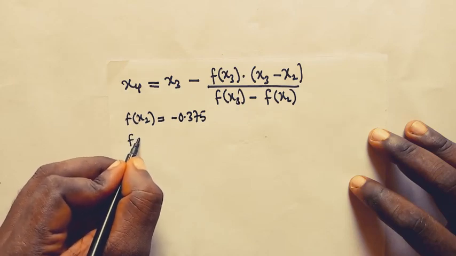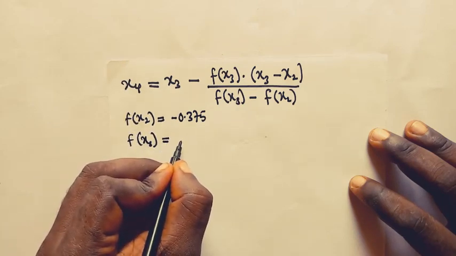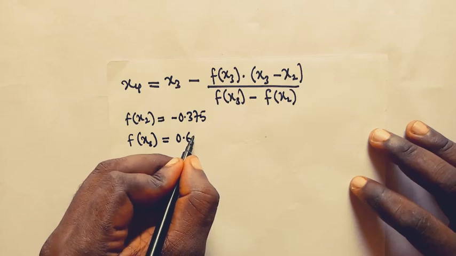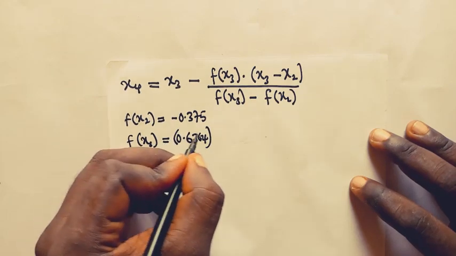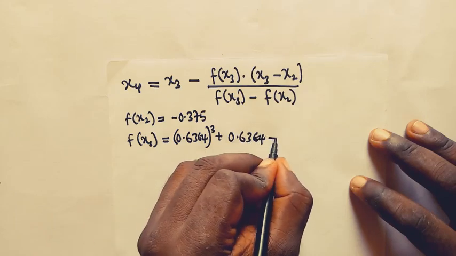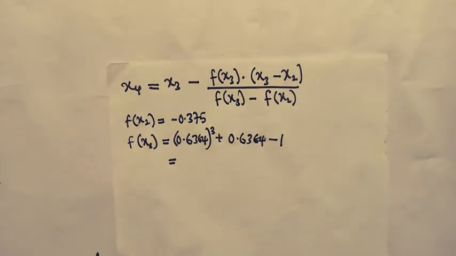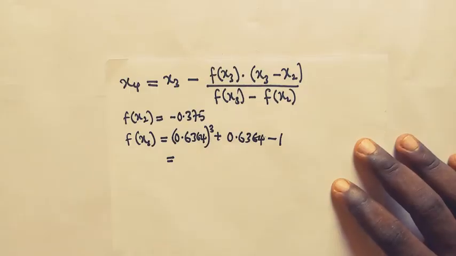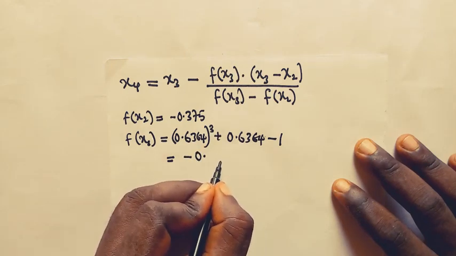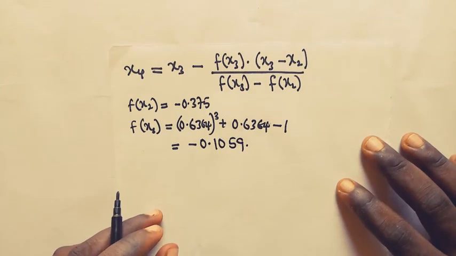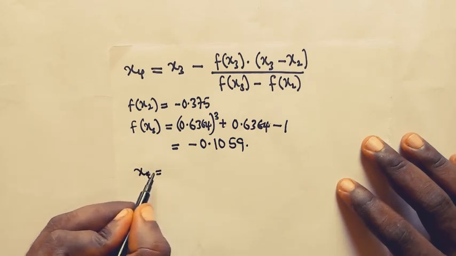Now we have to evaluate f of x3, with the value of x3 that we got, which is 0.6364 to the power of 3 plus 0.6364 minus 1, and this will basically give us minus 0.1059.